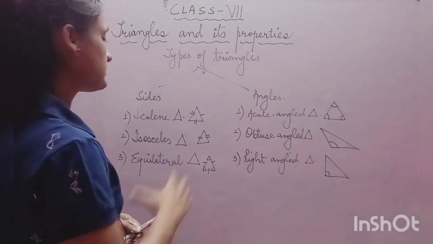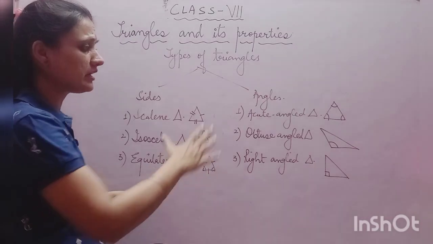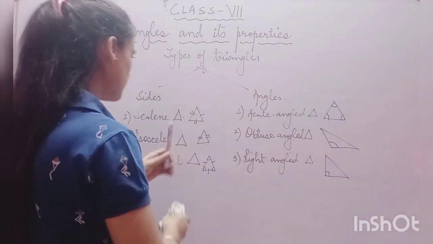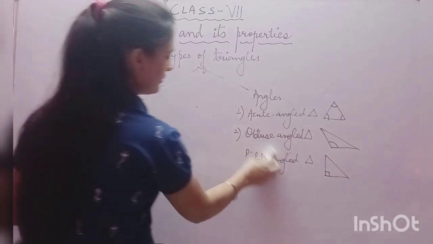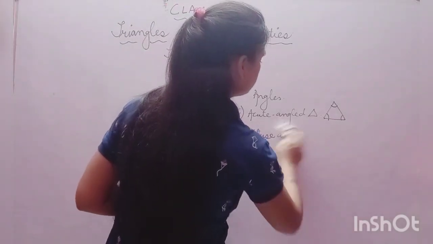See, we have to understand it more, isosceles, equilateral and all these triangles. Do not worry, I'll explain it. I hope this much you understood. Very good. Now let us move forward.